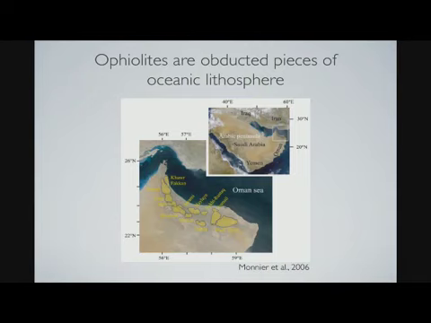This was obducted onto land. The interpretation is that the mantle and crust you see here were once a spreading ridge, and then they became part of a subduction zone environment and then got pushed up during collision.